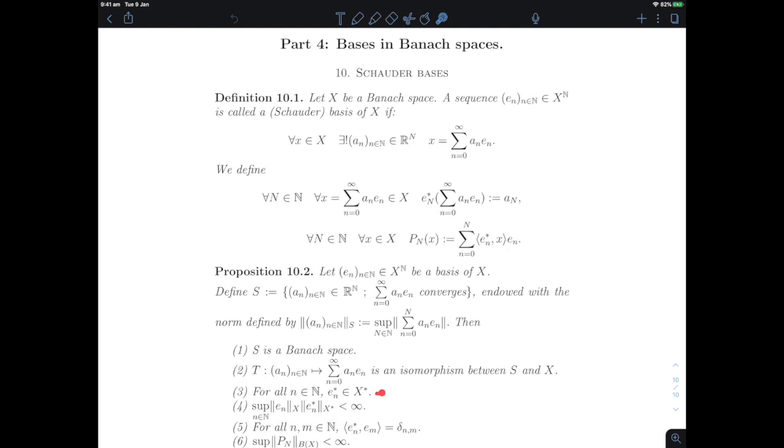Now, these functionals here that we use to project onto the direction of E_n will be elements in the dual. We'll prove that in part 3.